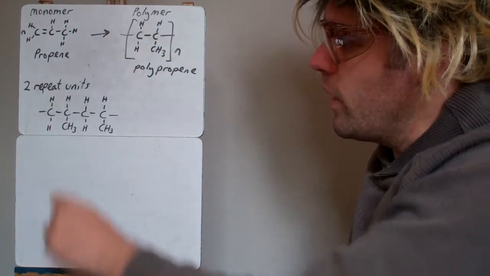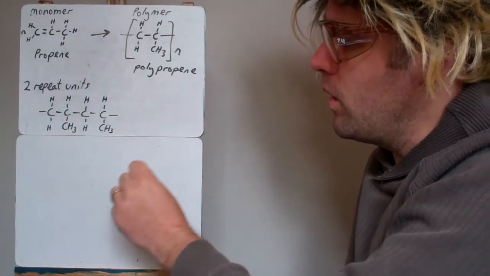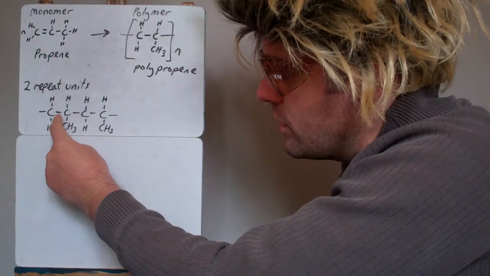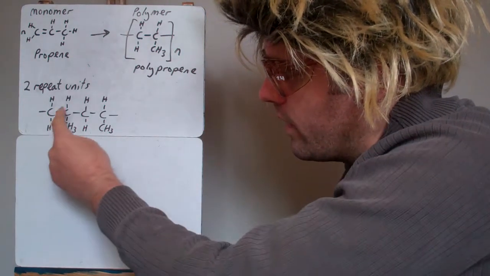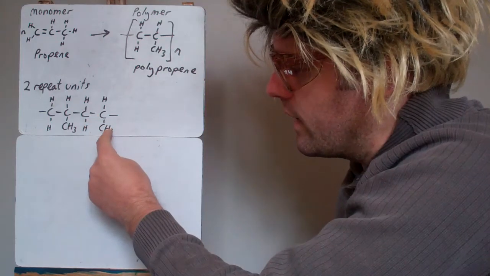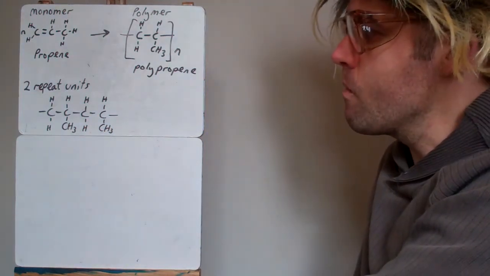Okay, so we go from propene to polypropene, the polymer. Here you can see originally there was a double bond there, it's not now, it bonds that way, and the CH3 coming off. And again there, so it's 2 repeat units there.